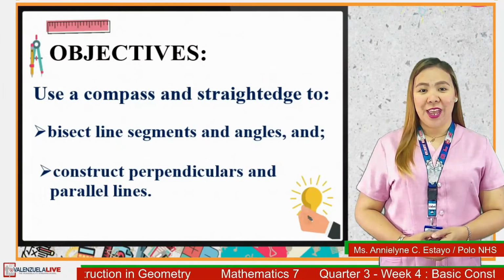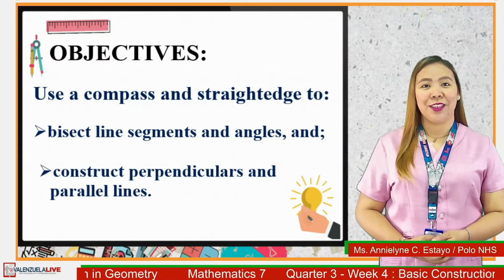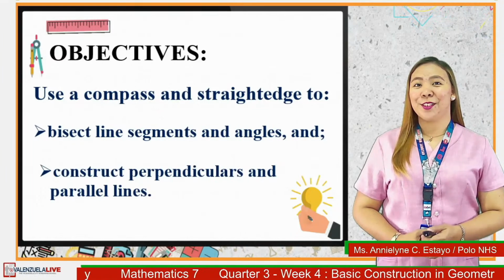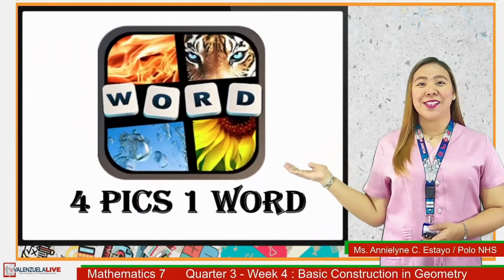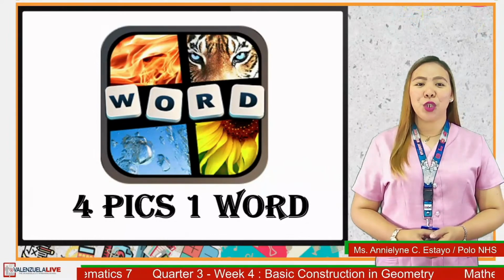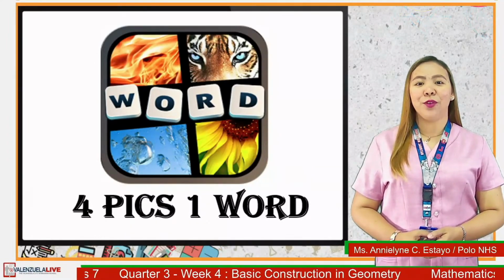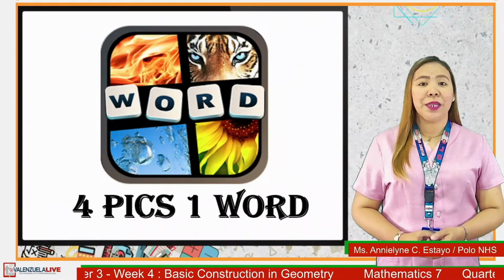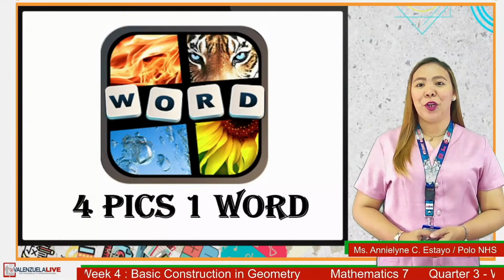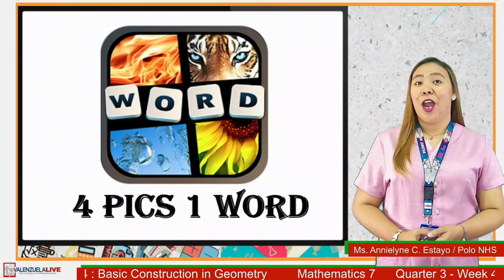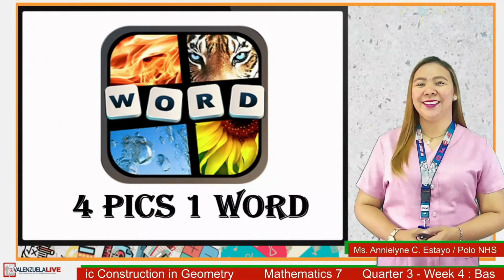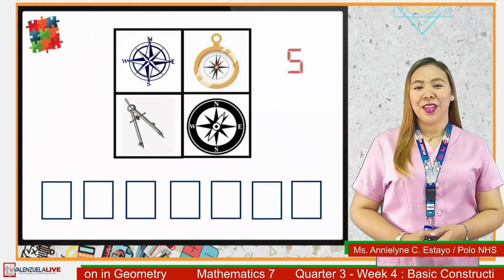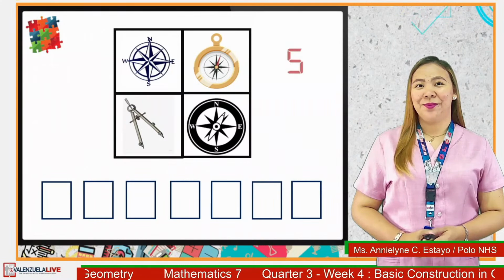Before we proceed to our lesson, let us have an activity. I know that you are very familiar with this game. It is called 4 Pigs, 1 Word. I will show you 4 pictures and you have to guess the word related to those pictures. You will be given 5 seconds to type your answer on the comment section. Are you ready? Let's play. First set of pictures. 5 seconds starts now.